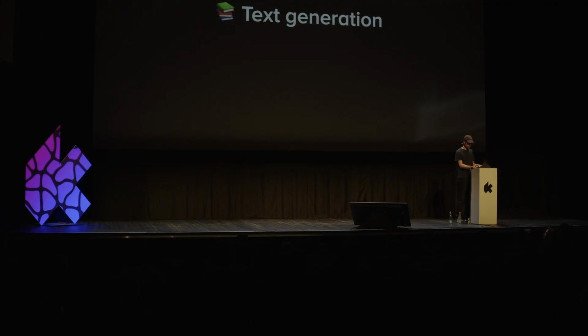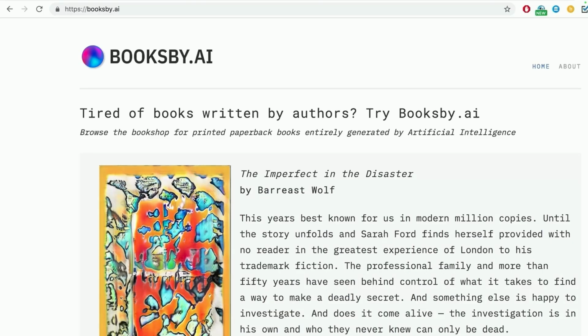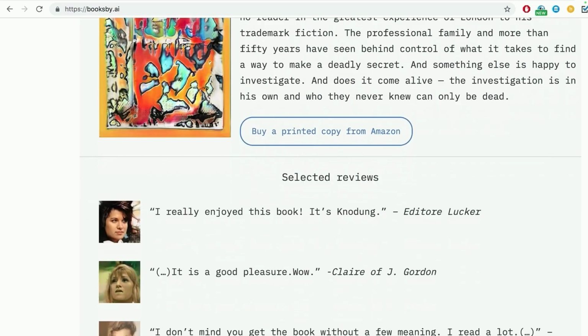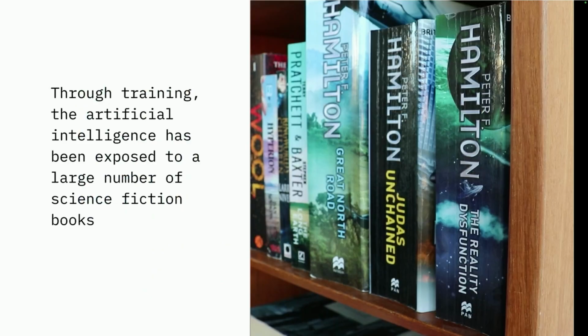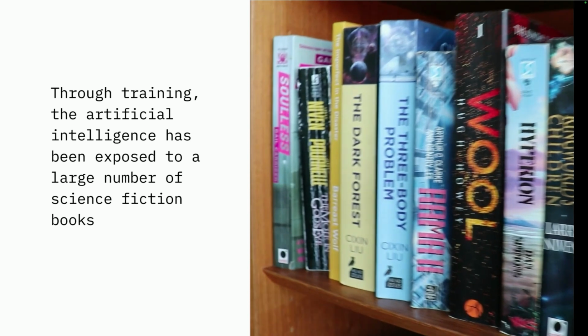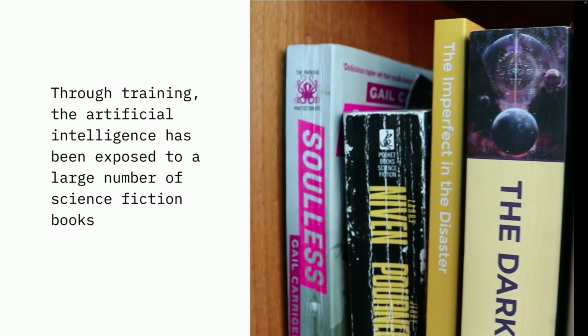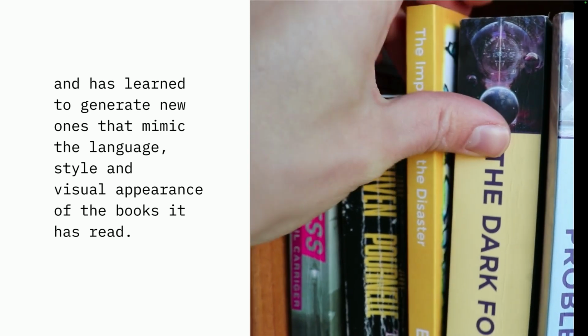So moving on to text generation. In a way, we have already started text generation, but with images as input. But I want to go back to more clean text generation and back to 2018 when I made a project called Books by AI. It's a website, and it still exists. If you're tired of books written by human authors, you can go to Books by AI. Everything is generated: the content of the books, the titles, the author names, the descriptions on the back side of the books, and also the book covers.